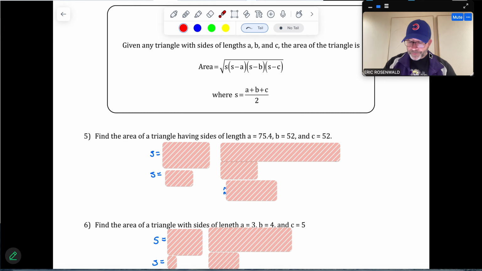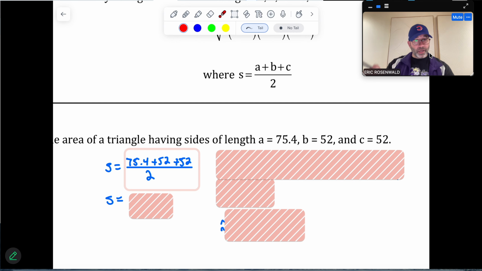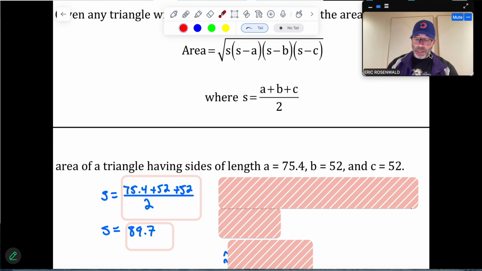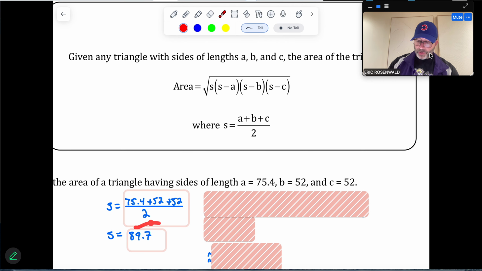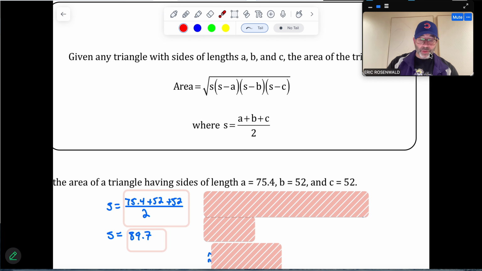Let's see what happens. So we have a triangle with sides 75.4, 52, and 52. To find the S, the semi-perimeter, add all of them together, and cut it in half. So I get half of the perimeter. So this is adding all of them together and dividing it by 2. That is now 89.7. So half of the perimeter is 89.7. So now we're going to take this 89.7, we're going to put it in for each one of these S's in my formula. Okay? And then we're going to subtract that A value, that B value, and that C value from that S.